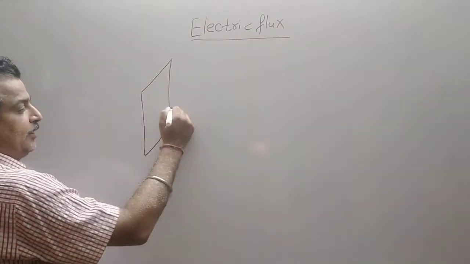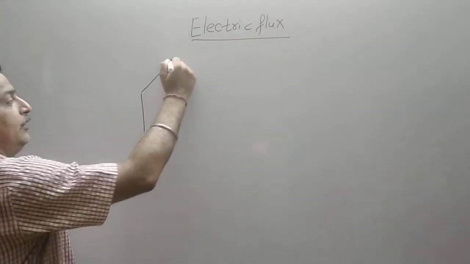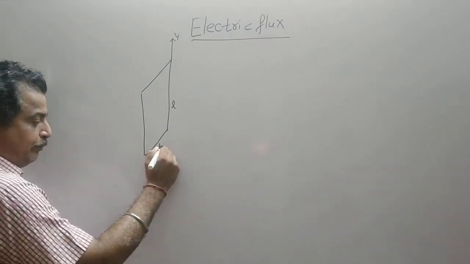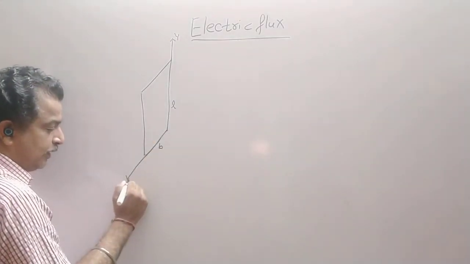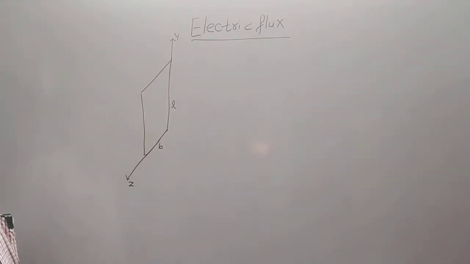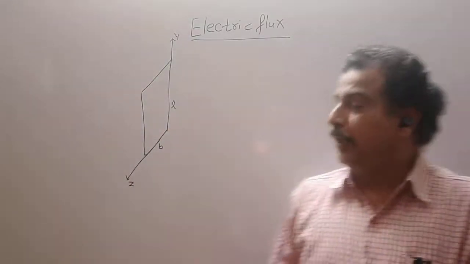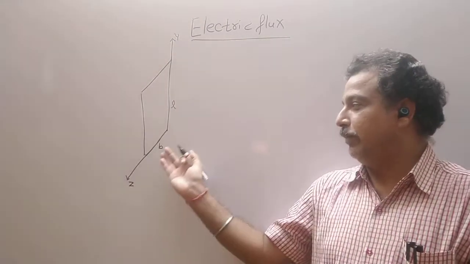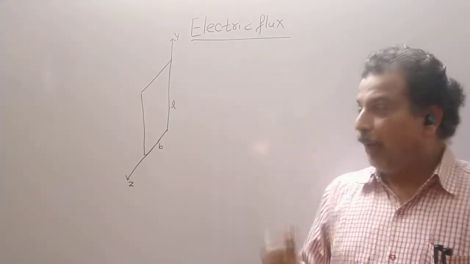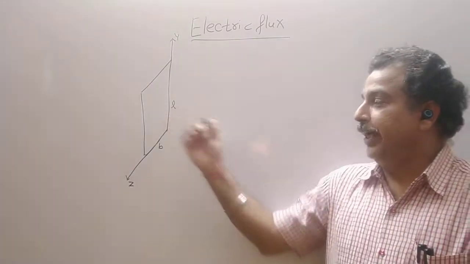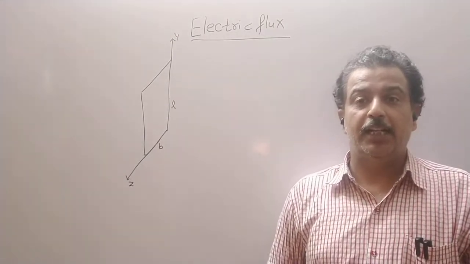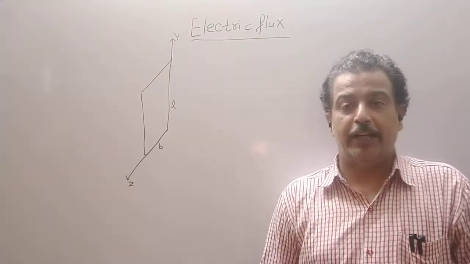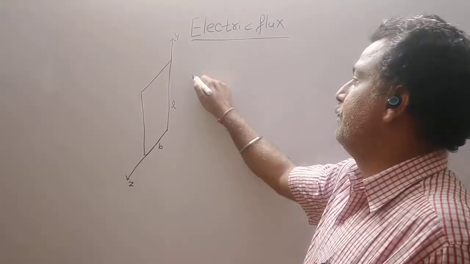Here, if I say this is the length of a rectangle, then it is along the y-axis. And if this is the breadth, it is along the z-axis. If we want to find out its area, we simply say length multiplied by breadth. But here we want to make this plane having an area in a specific direction. That is, we want to make area a vector quantity. Now how is it done?